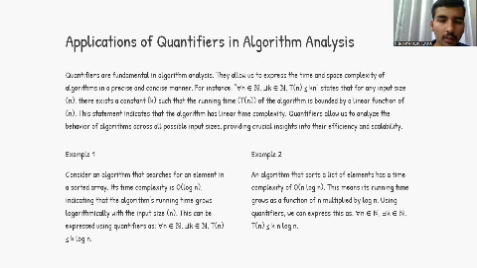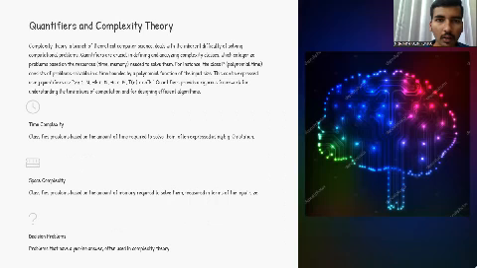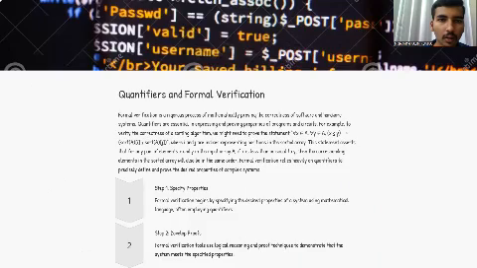Example: consider an algorithm that searches for an element in a sorted array. Its time complexity is O of log n, indicating that the algorithm's running time grows logarithmically with the input size. This can be expressed using quantifiers as: for all n belongs to N, there exists k belongs to N, T of n is less than or equal to k times log n.